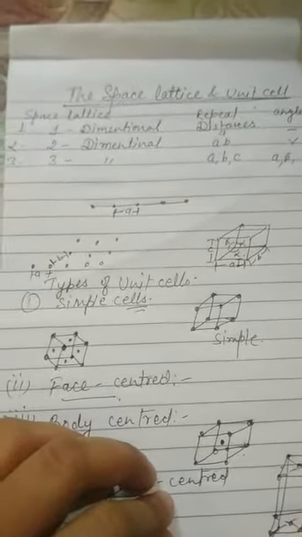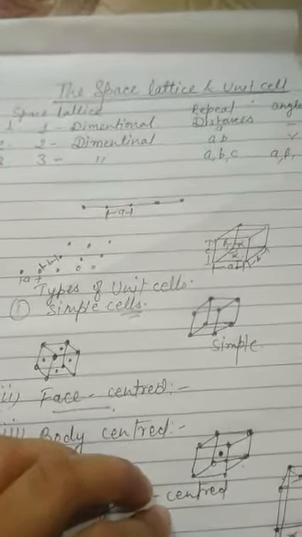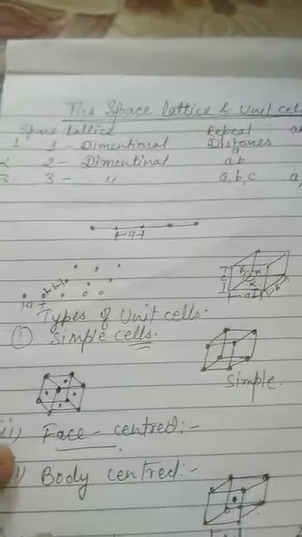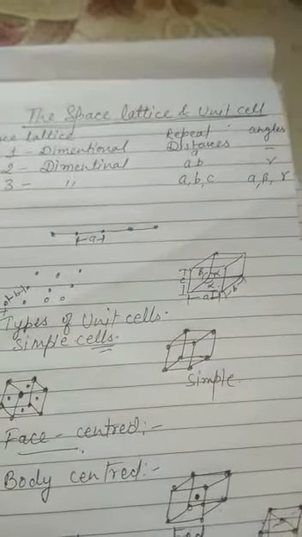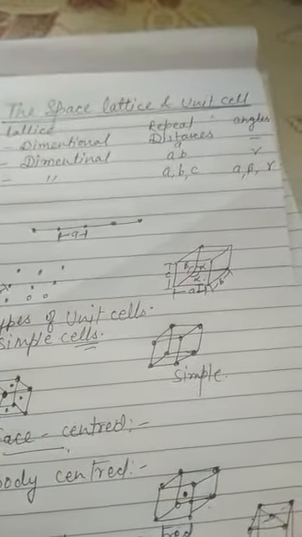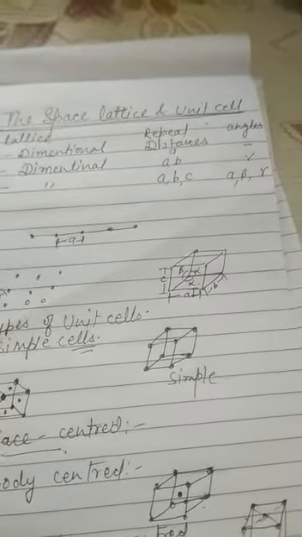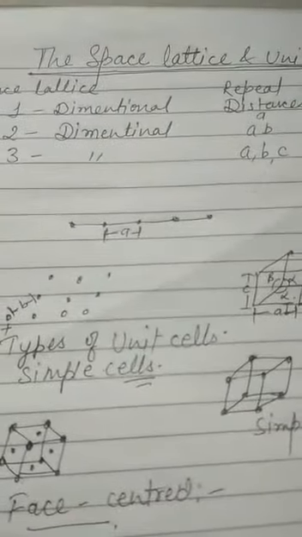First of all, I tell you about space lattice. What is space lattice? Space lattice means a regular arrangement of an infinite set of points in space, called a lattice or space lattice. The space lattice may be one-dimensional, two-dimensional or three-dimensional, depending upon the number of parameters required to define it.